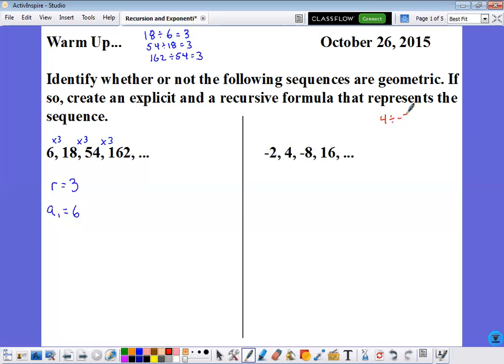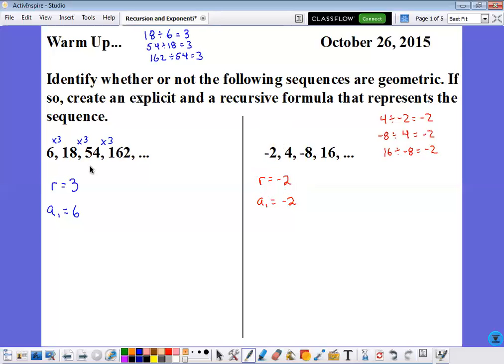So 4 divided by -2 gives me -2. -8 divided by a +4 gives me -2. And then +16 divided by a -8 gives me -2. So we can see over here, our common ratio is -2, and our first term is also -2. Now, don't get these mixed up. I think a lot of people, when this happens, think that this -2 is simply coming from here. That's not true. This common ratio is coming from the division that we did over here. This -2 is our first term. It's coming from our sequence. It's coming from this -2 being the first term.